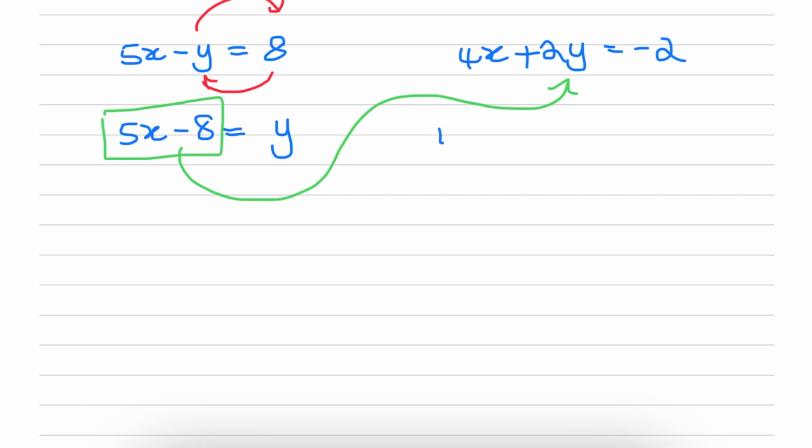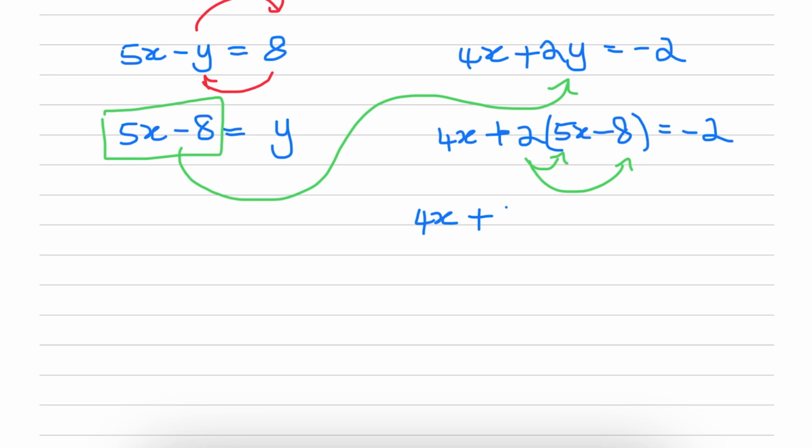Okay, so we're going to say 4x plus 2y, but instead of writing y, we write 5x minus 8. Every other part of that equation should stay as is. Now, multiply or distribute the 2 with the brackets. So 4x plus 10x minus 16 equal to negative 2.